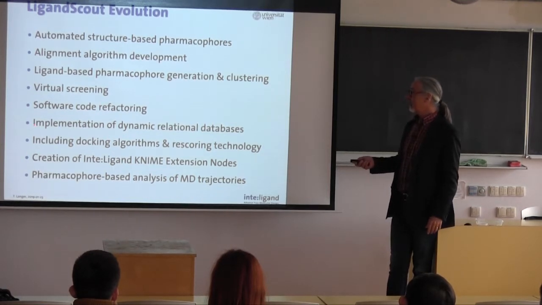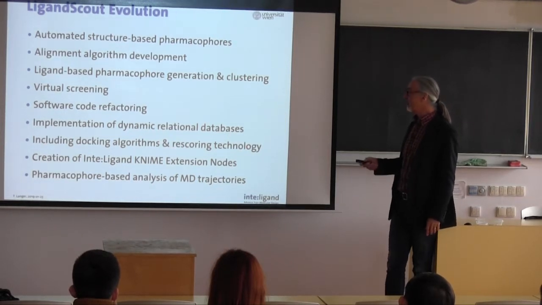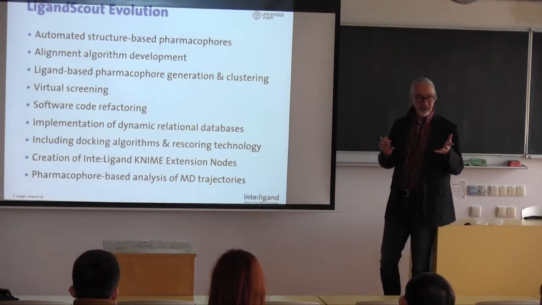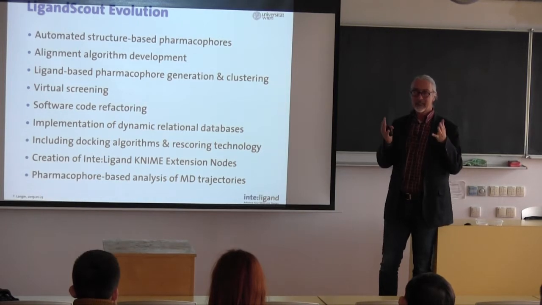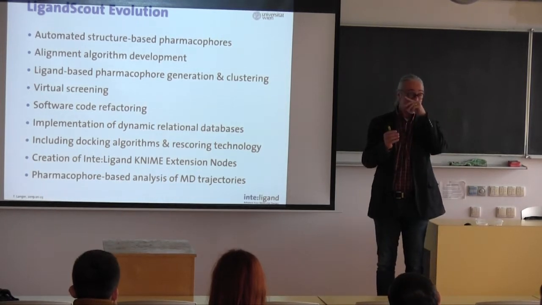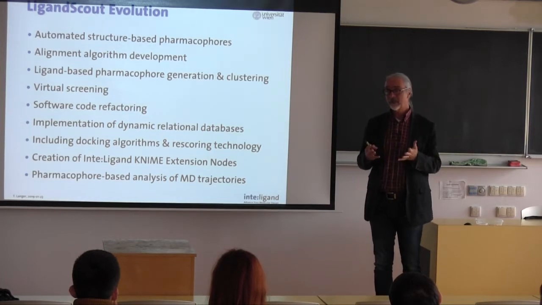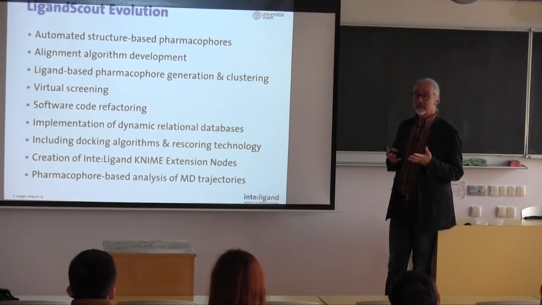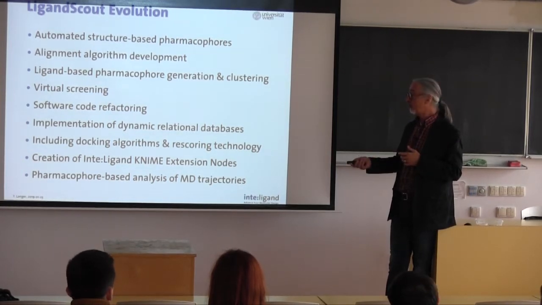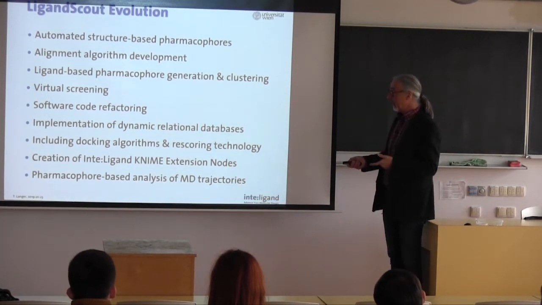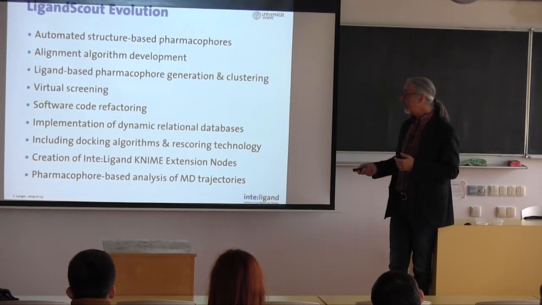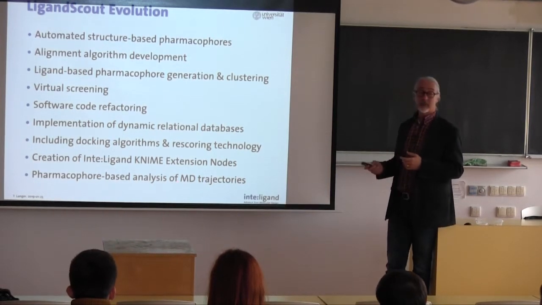And then there was the implementation of dynamic relational databases behind. Docking and rescoring technology was implemented. We created KNIME extensions, because do you know KNIME, the software KNIME? The ones who don't know it should look at it. You can download it. It's a workflow software that you can use basically for free. And there's a lot of community algorithms out there, and also from professional software developers like ours or Schrödinger's, MOE, etc. have nodes for this. And then the last thing that we implemented is pharmacophore-based analysis of MD trajectories.